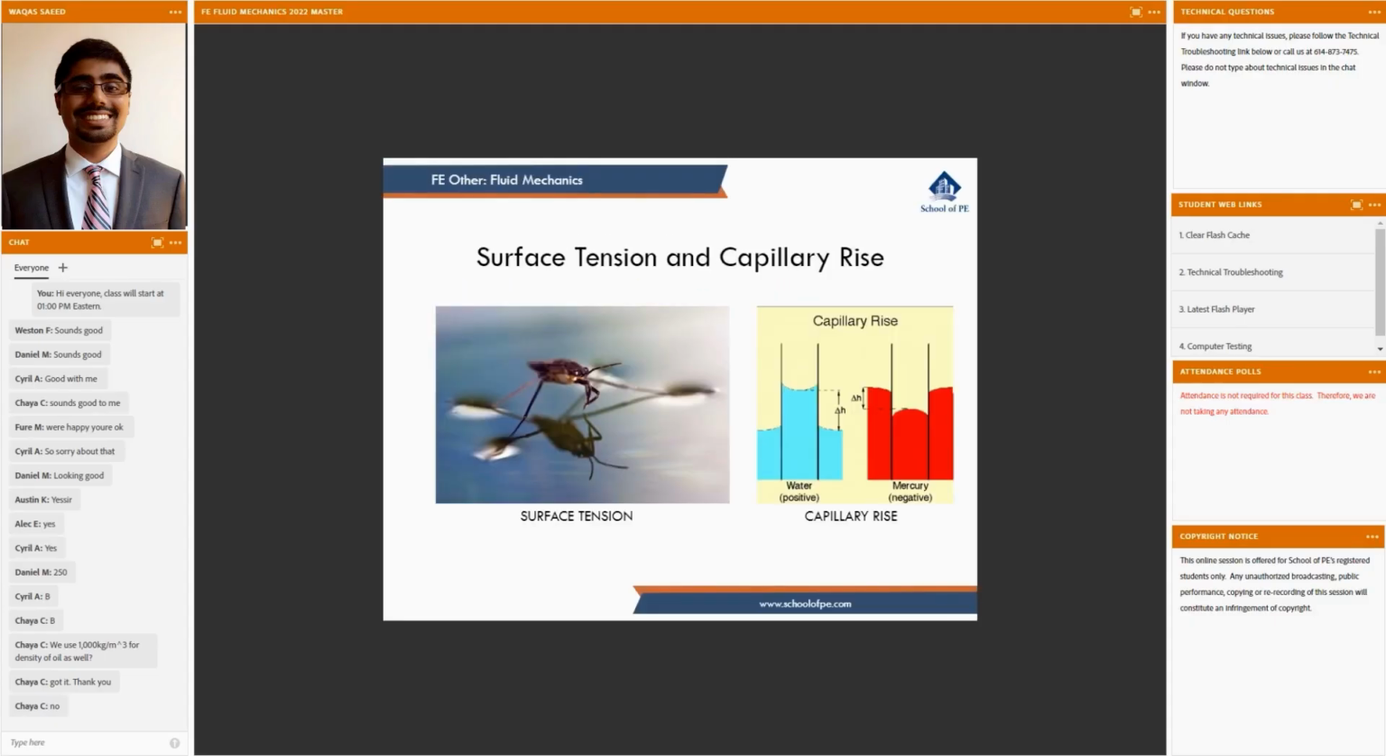Two key properties that you'll definitely be asked on the exam are surface tension and capillary rise. So here's the classical picture of surface tension, an insect on water, not sinking. The reason that's happening is that surface tension is the property of the surface of the water or liquid that allows it to resist an external force, and it's because of the cohesive bonds and nature of water molecules.